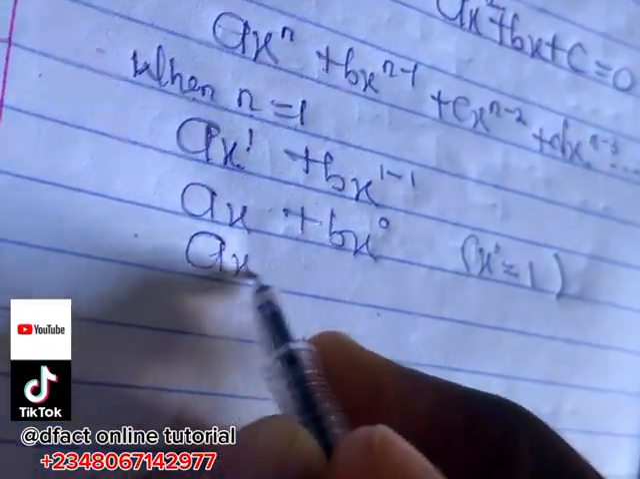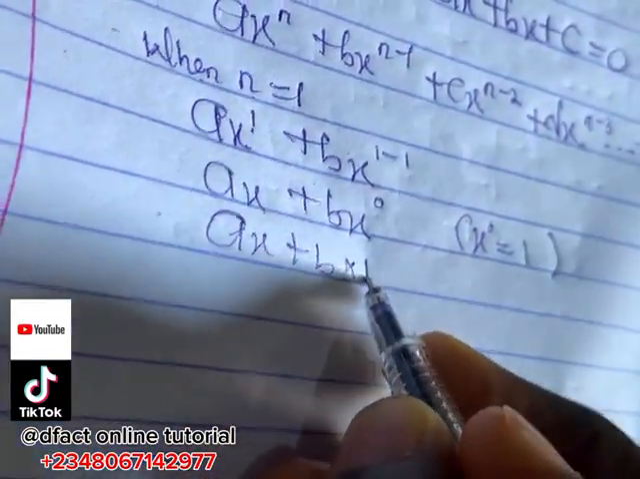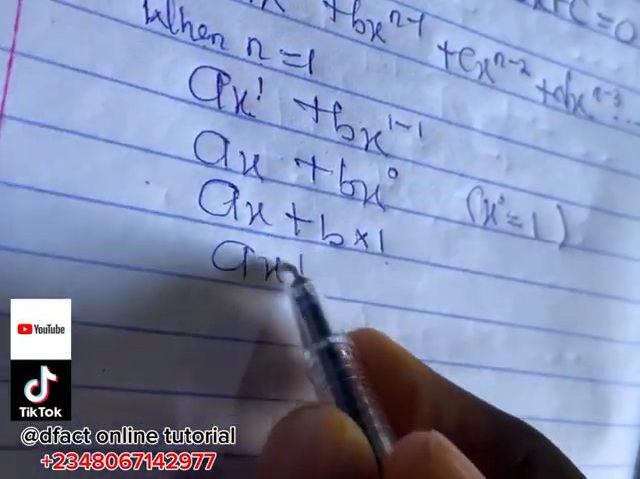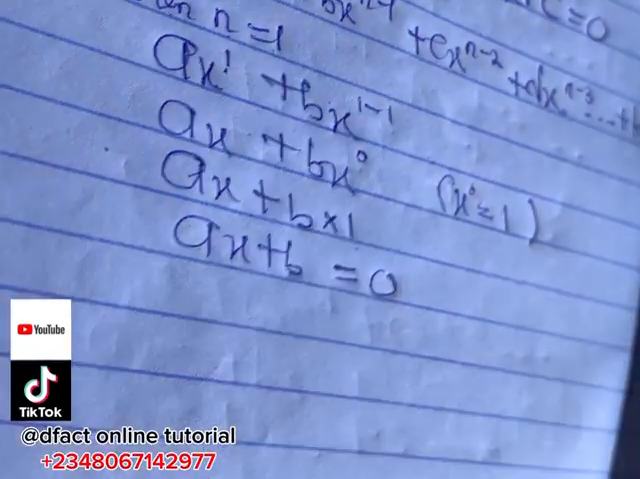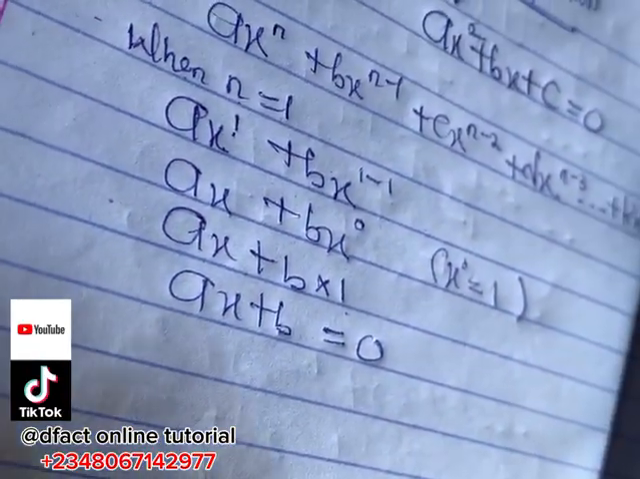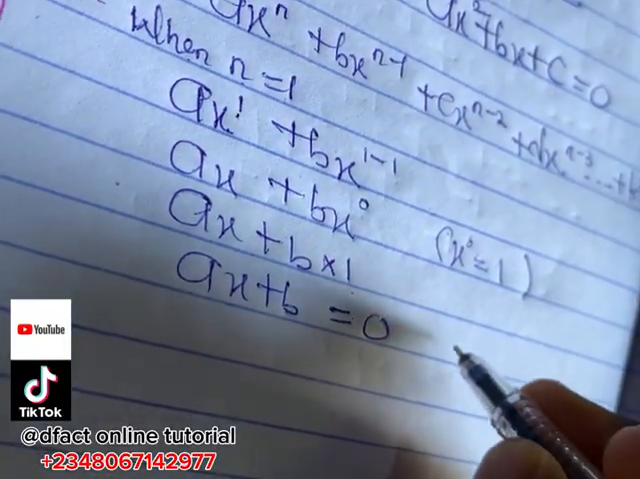So we have ax plus b times 1. As you can see, we have ax plus b. So if it is in the form of an equation now, let's say it equals to what? Equals to 0. As you can see, the form of a linear equation is what? ax plus b equals to 0.